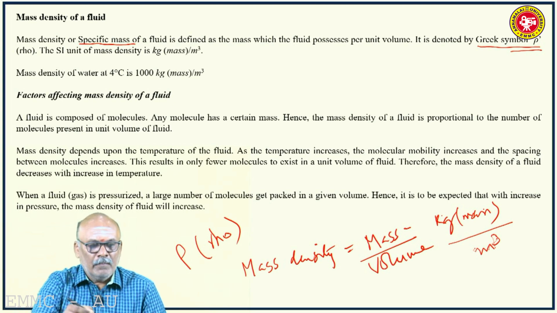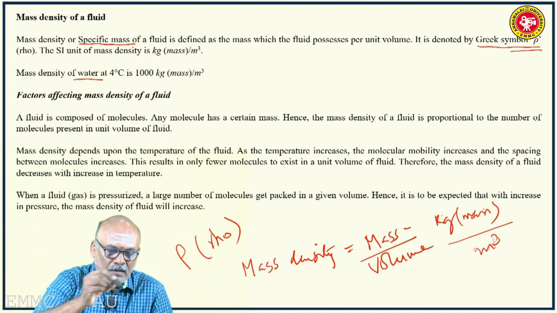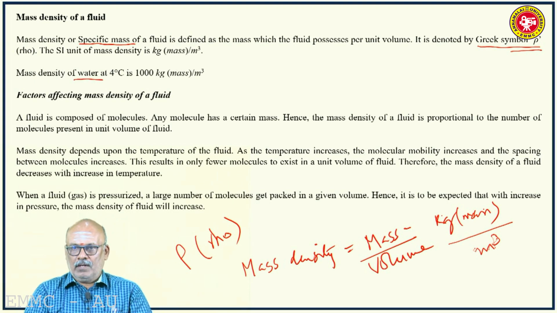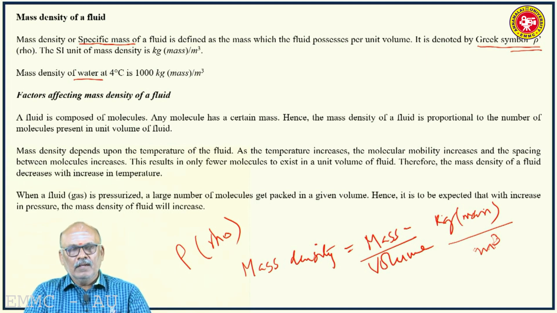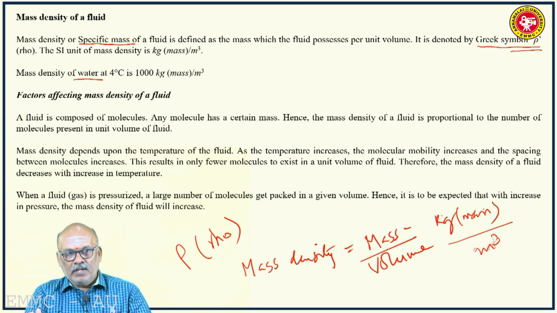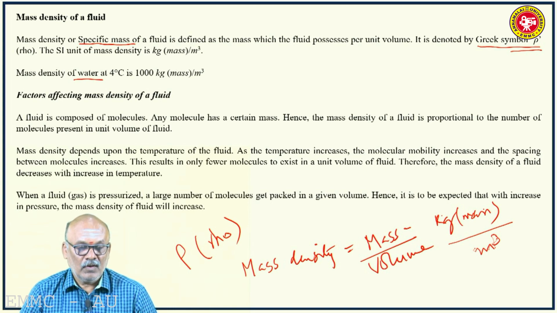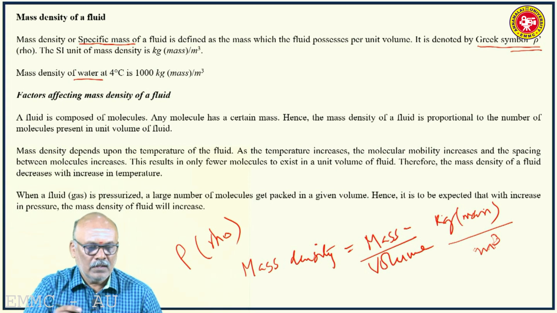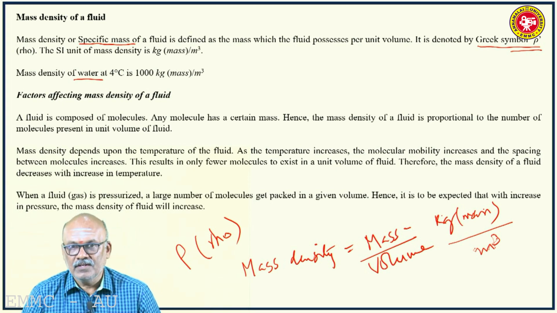And again, the mass density of water, say at 4 degrees Celsius, the temperature is important. Particularly when you are giving the mass density of a liquid, the temperature is important. For example, mass density of ice, mass density of water in liquid form, mass density of water vapor, they are a little different. Even if you have the same volume, the mass slightly differs with regard to temperature. Ice is at 0 degrees Celsius, whereas for liquid water, the standard temperature we quote is 4 degrees Celsius. So mass density of water at 4 degrees Celsius is 1000 kilogram mass per meter cube.